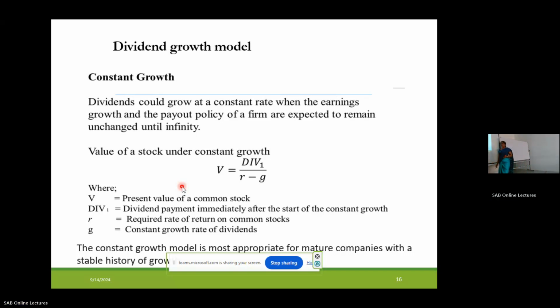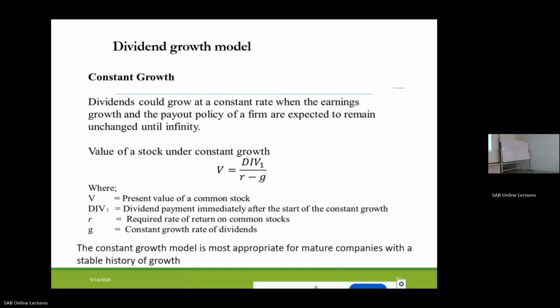Right? G is the constant growth rate of the dividend. D1 is the dividend payment immediately after the start of the constant growth. R is the required rate of return. So you can read that.